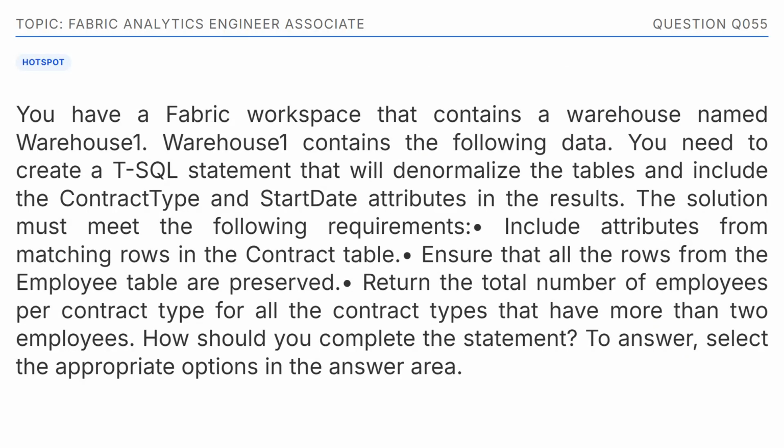You have a Fabric workspace that contains a warehouse named Warehouse1. Warehouse1 contains the following data. You need to create a T-SQL statement that will denormalize the tables and include the contract type and start date attributes in the results. The solution must meet the following requirements: include attributes from matching rows in the contract table, and ensure that all the rows from the employee table are preserved.